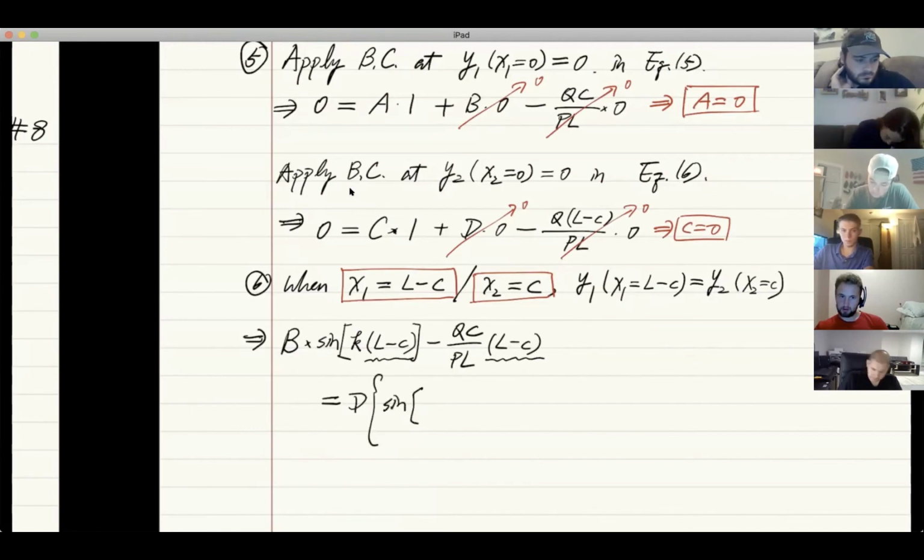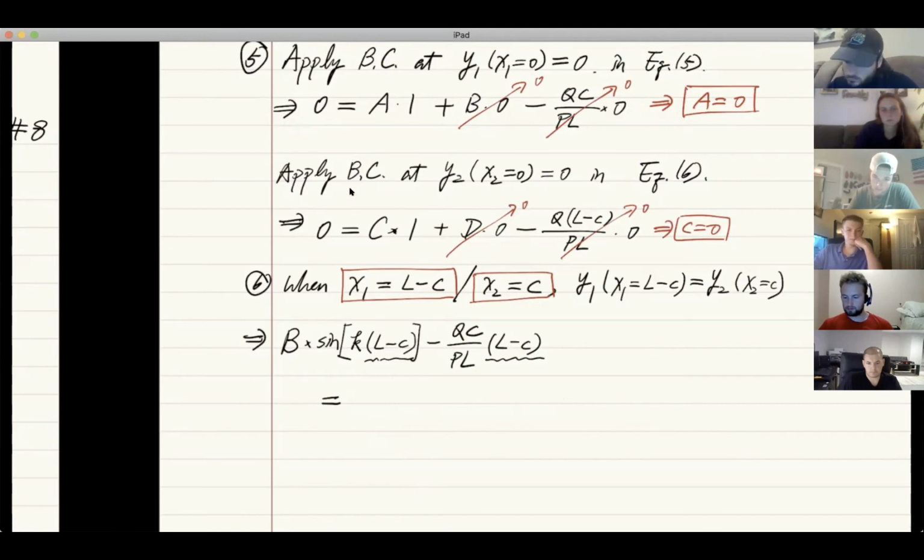Sine K(L minus C) minus tangent KL. Actually, I think I skipped one more step. So why don't I just go back? I would explain to you why I get this result, but I skipped one step. So just plug in everything we know from before.